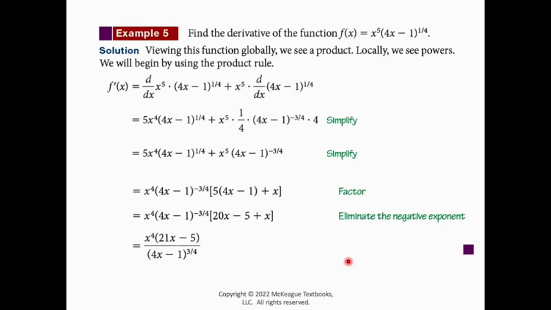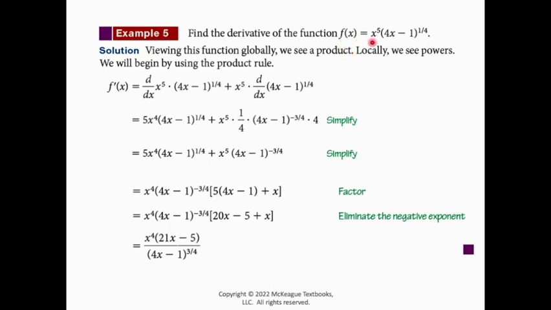So at the beginning of this lesson, we talked about using the power rule and the chain rule together. In the previous example, we looked at where we would need to use the quotient rule and the chain rule together. This example is going to show us how to use the product rule and the chain rule together.